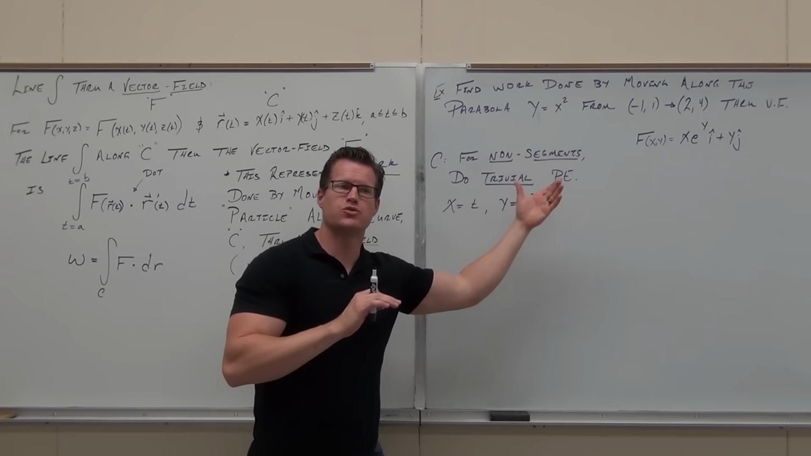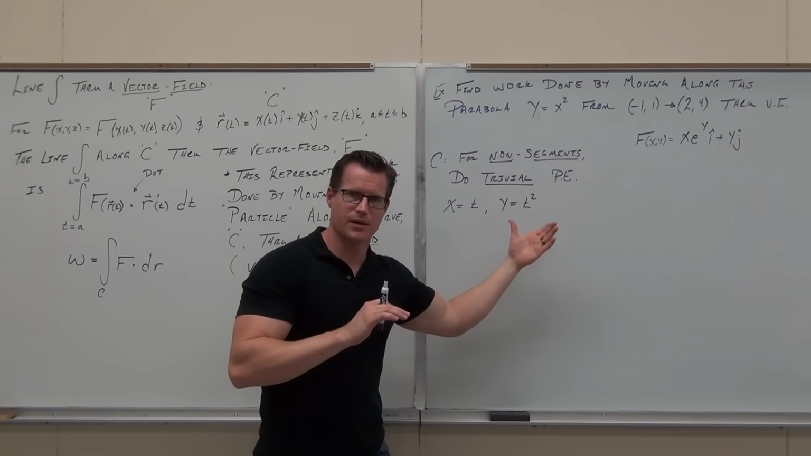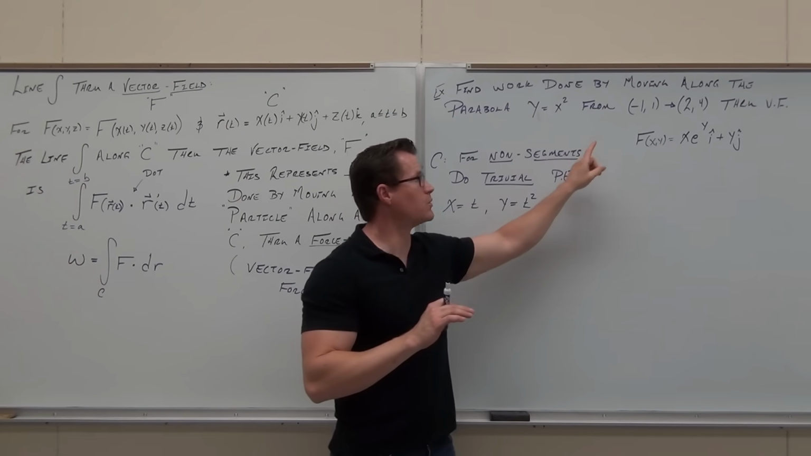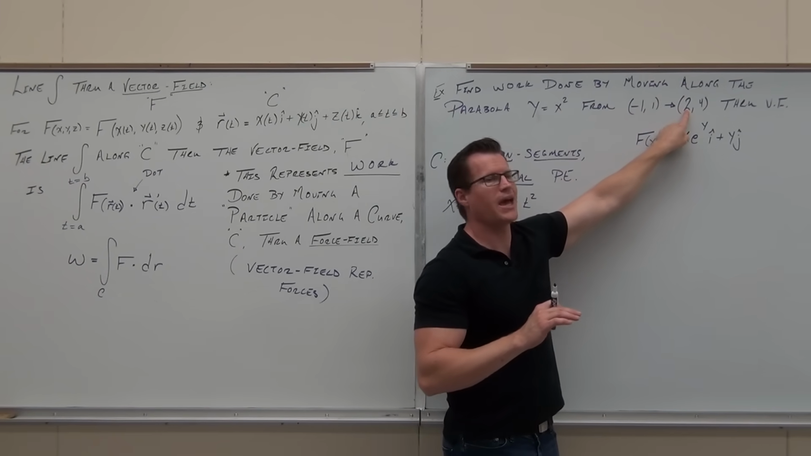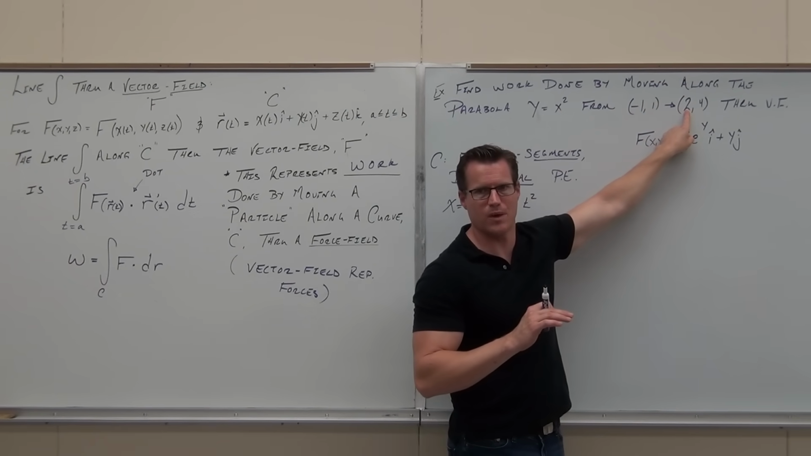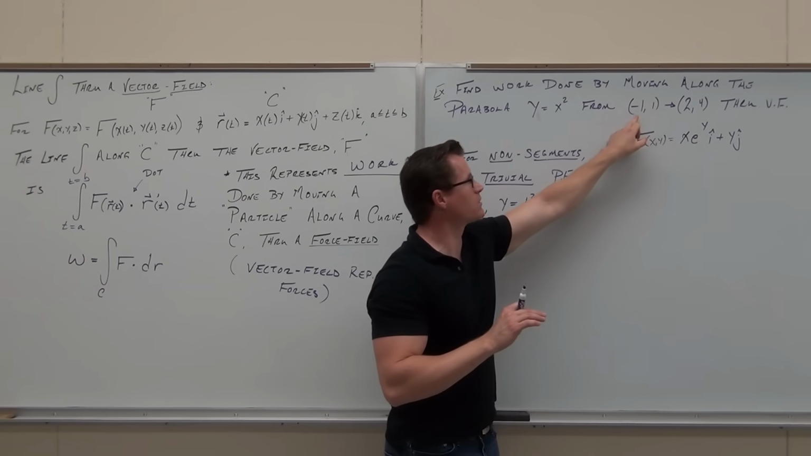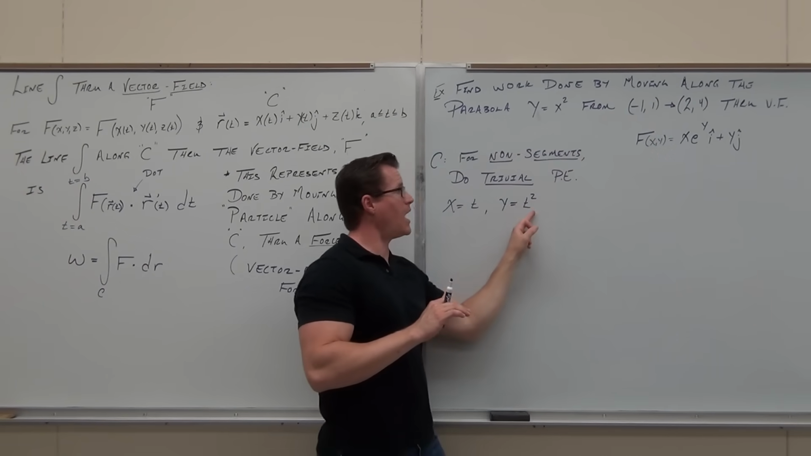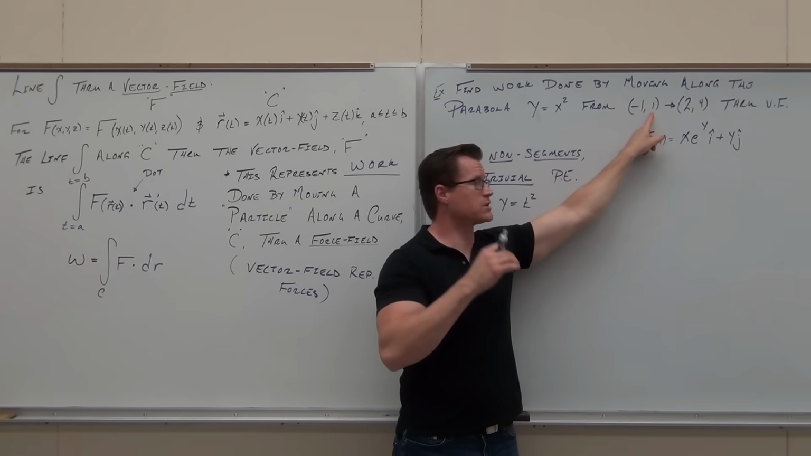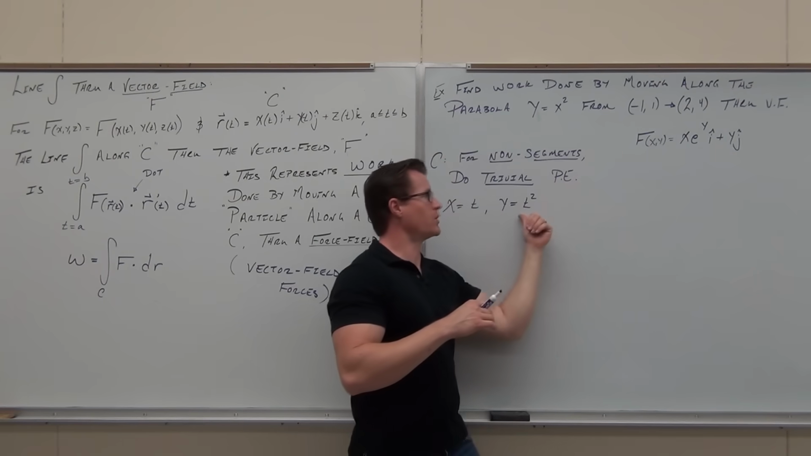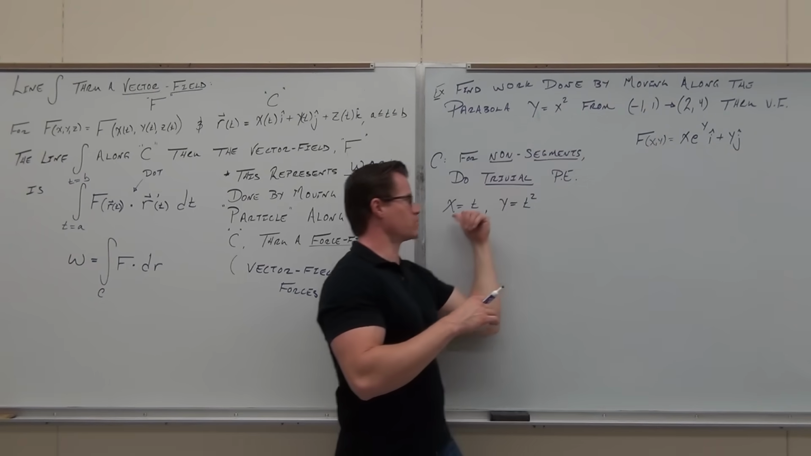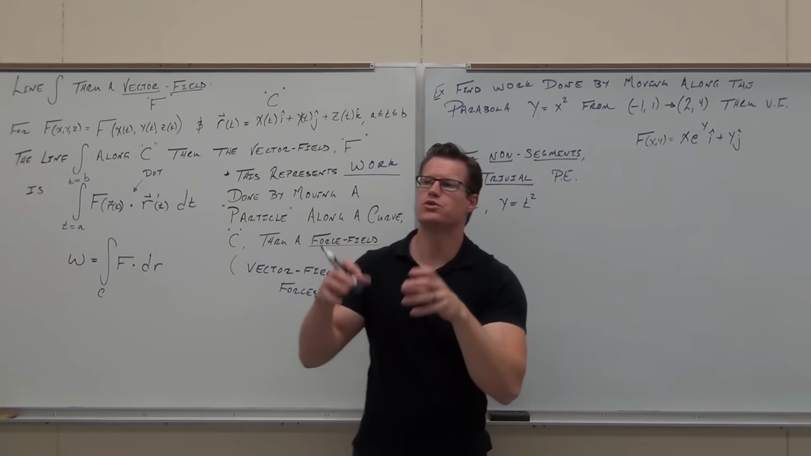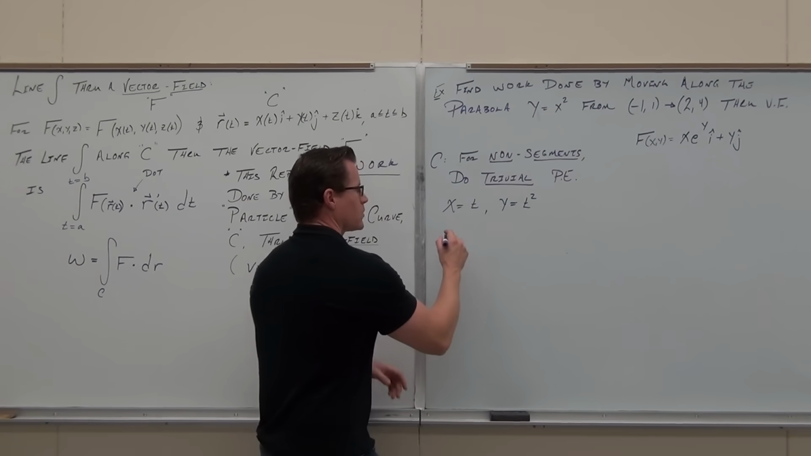If I've used a trivial parameterization, then I can call t equals this number and t equals this number, and it will have to work out for my parameterization. For instance, if I call t equals negative 1, then y would equal 1. If I call t equals 2, then y would also equal 4. X would equal negative 1 for t equals negative 1, and x would equal 2 for t equals 2.